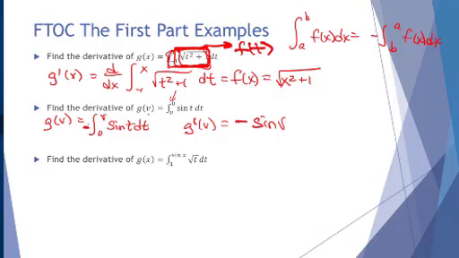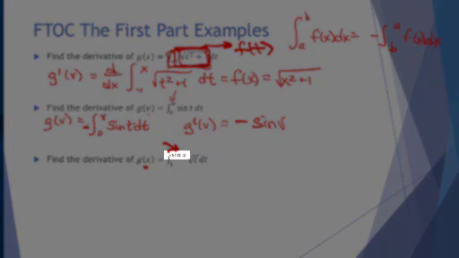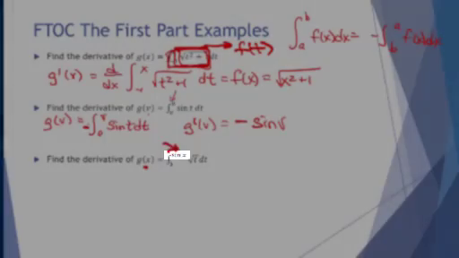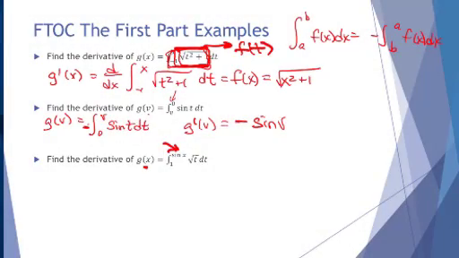Find the derivative of the function g of x equals the integral from 1 to sine x of the square root of t dt. Okay, so we're back to using x, so we're good there. We also have the right endpoint as the endpoint that is varying, not the left endpoint. What makes this one different is the fact that your right endpoint isn't actually just a variable, it's a function of x. So your input isn't a variable, it's an entire function.